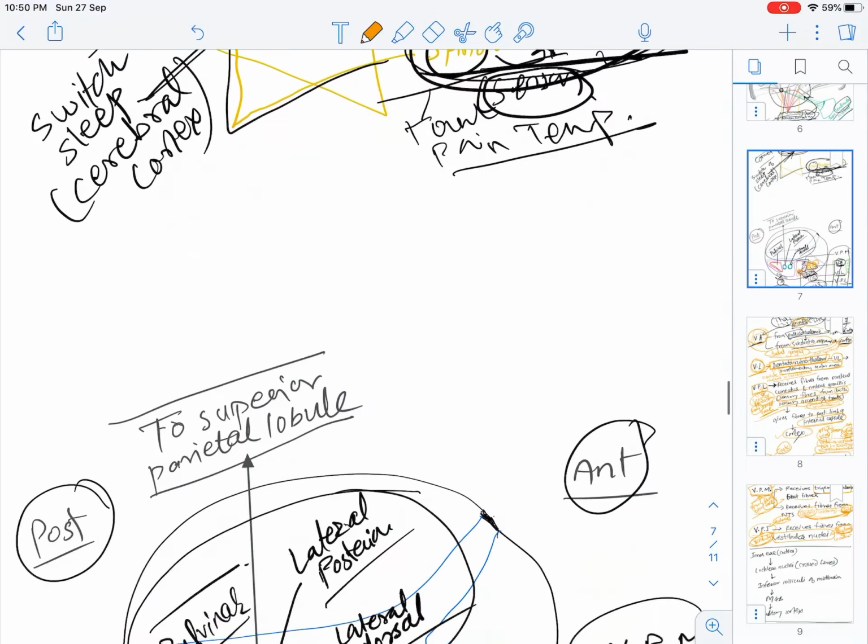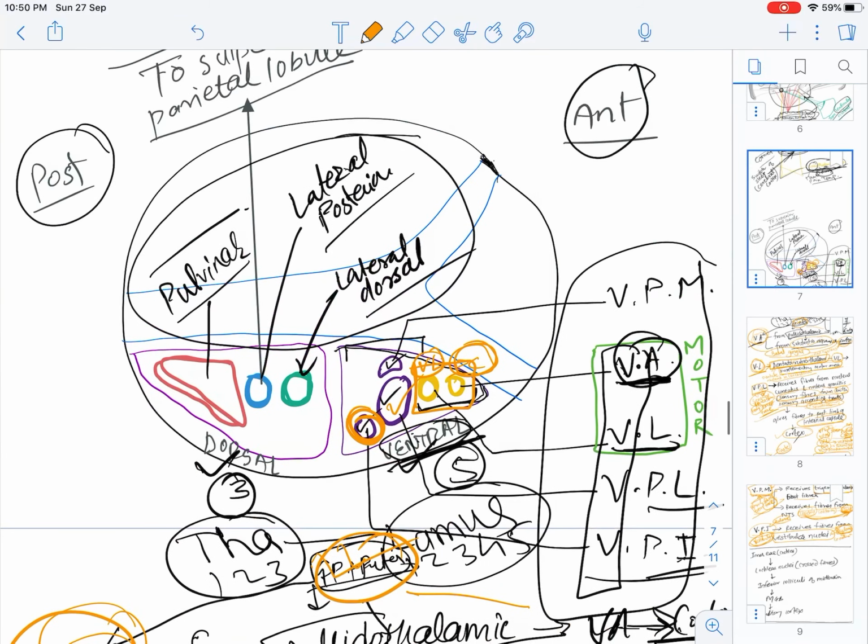Now we will see the functions of dorsal nuclei. Okay, so in the dorsal nuclei, the dorsal tier, this is dorsal tier. In the dorsal tier, first nucleus is lateral dorsal. Remember, lateral dorsal function is equal to the anterior nuclei function. So whatever is the function of lateral dorsal will be of anterior nuclei.